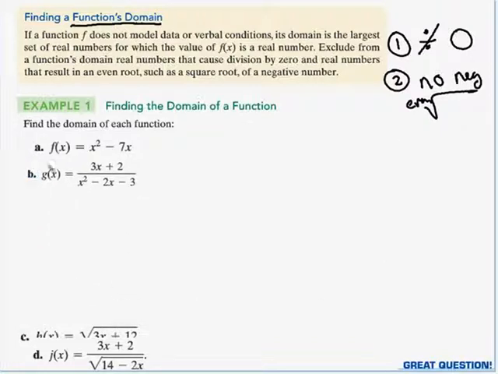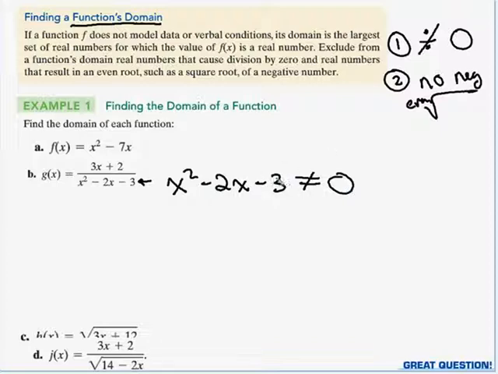Okay, second one. I see no radicals anywhere in the problem, so we don't have to worry about negatives under even radicals. But we do have a fraction, a ratio, and we're worried about dividing by 0. So to find the domain of this function, I'm going to take just my denominator, x squared minus 2x minus 3, and set it not equal to 0, because that's what I don't want to ever have happen.